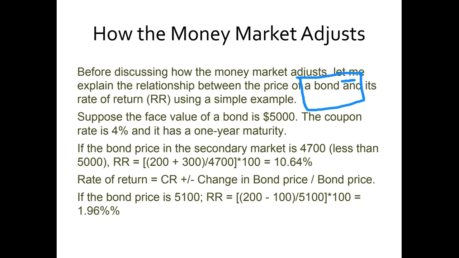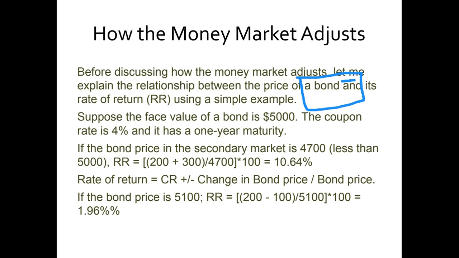What would happen? What is your rate of return on this investment? You haven't invested $5,000. You invested just $4,700. Remember this, right? So this is how we calculate. If I buy this bond with a face value of $5,000, but I paid only $4,700, at the end of the year, when I redeem this bond from the government, I will receive $5,000, and I also receive 4% of $5,000, that is $200.